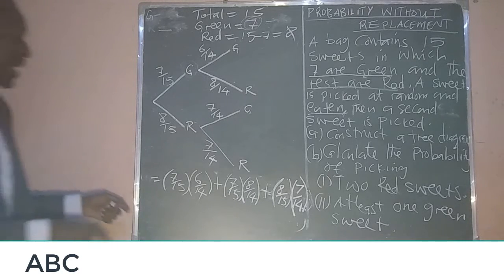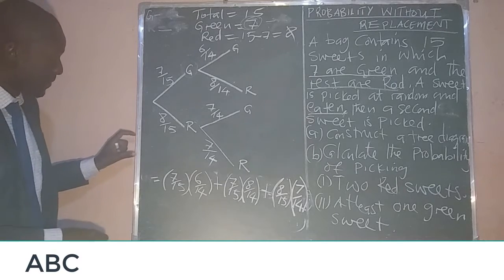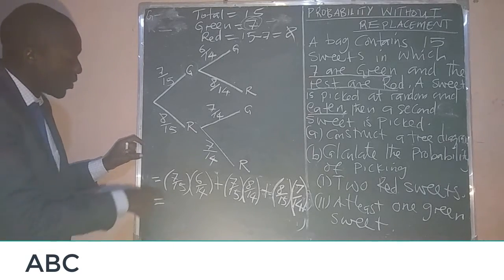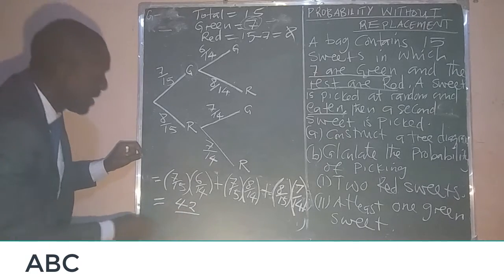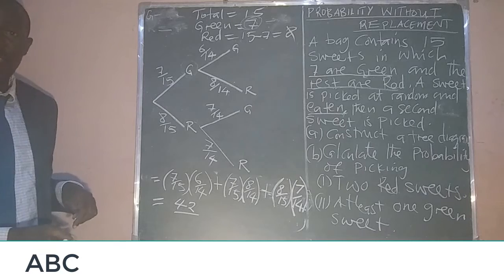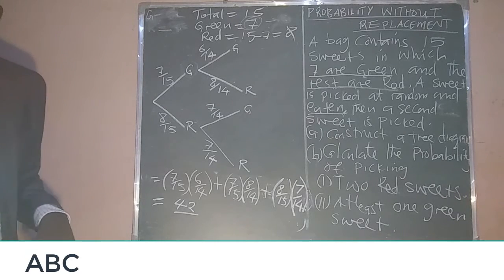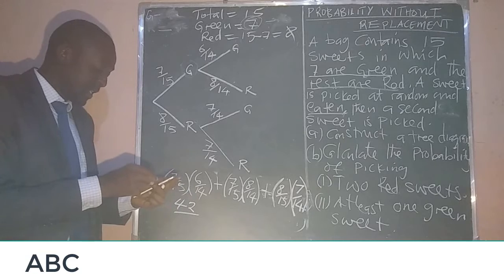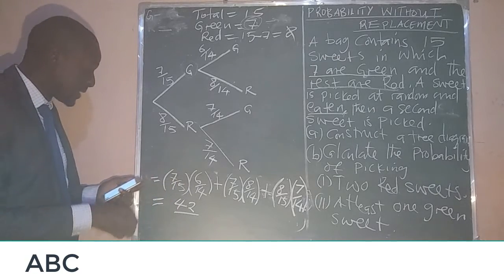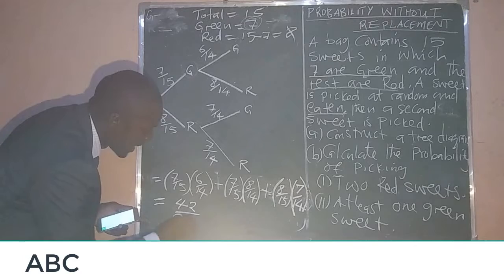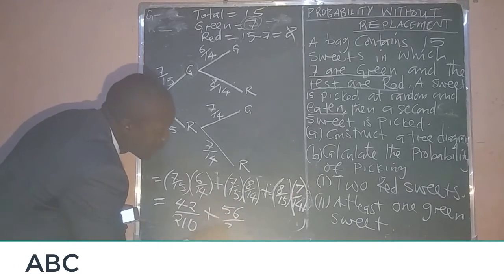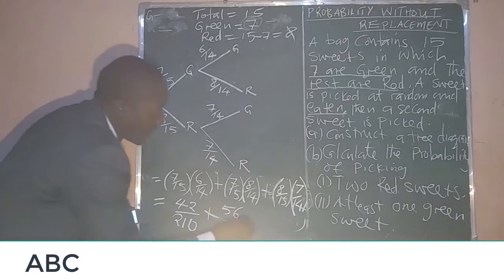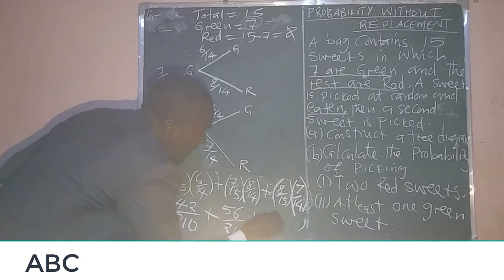And so here, when you multiply 7 times 6, you are going to get 42 over 15 times 14. We need our calculator here. Let me get my calculator also. 15 times 14, you are going to get 210. So 210, plus 7 times 8 is 56 over 210, plus 8 times 7 also is 56 divided by 210.